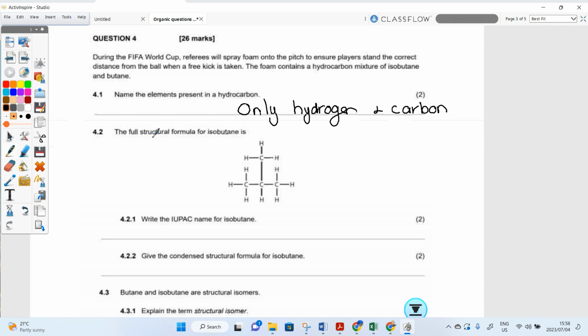Then they tell you to give the full structural formula of isobutane. Now, have you heard the word isobutane before? No. If you get a word that's weird, don't let it distract you. If you have never heard of isobutane, it's fine. They're asking us for the IUPAC name, and that's all we need to do.